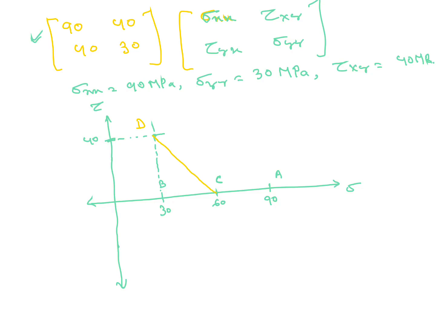CD equals the square root of BC square plus BD square. So BC is 30, square, plus BD is 40, square. So we will get 50 MPa. This is our radius of the Mohr circle. So we got CD equal to 50 MPa. So we will draw the Mohr circle.